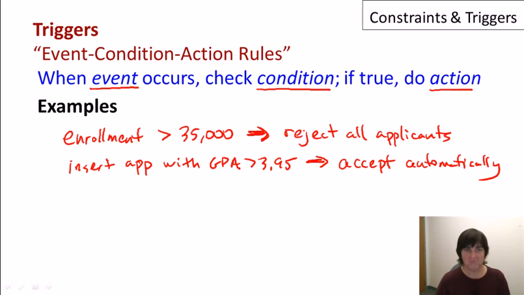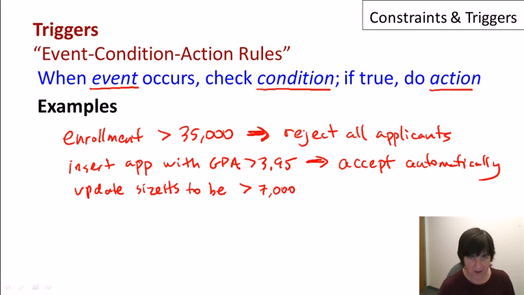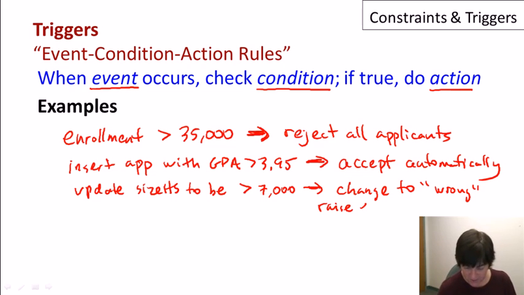As another example, let's say that we insert, or let's say we update the size of a high school to be greater than, say, 7,000. Seems pretty unlikely. Then that's probably an error, and we could change the value, say, to null. Or actually, one thing that a trigger can often do in its action is simply raise an error. And we can see this last one is effectively enforcing a constraint that the size of high school should be less than or equal to 7,000.